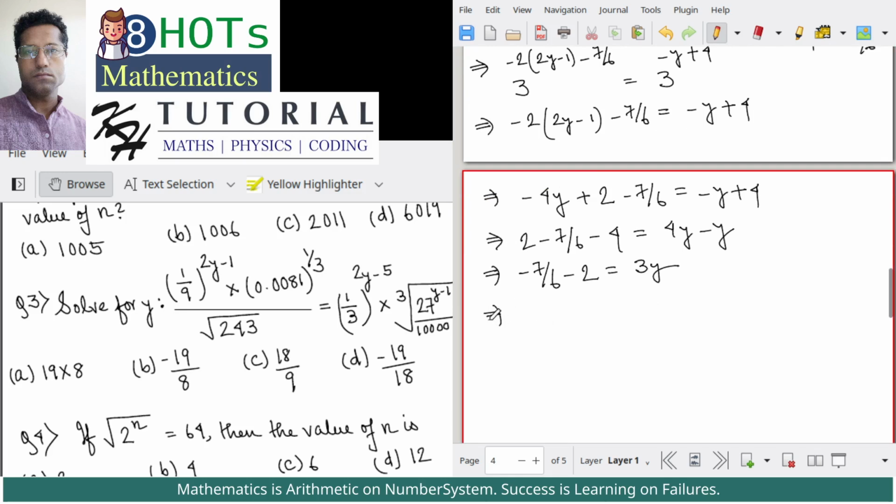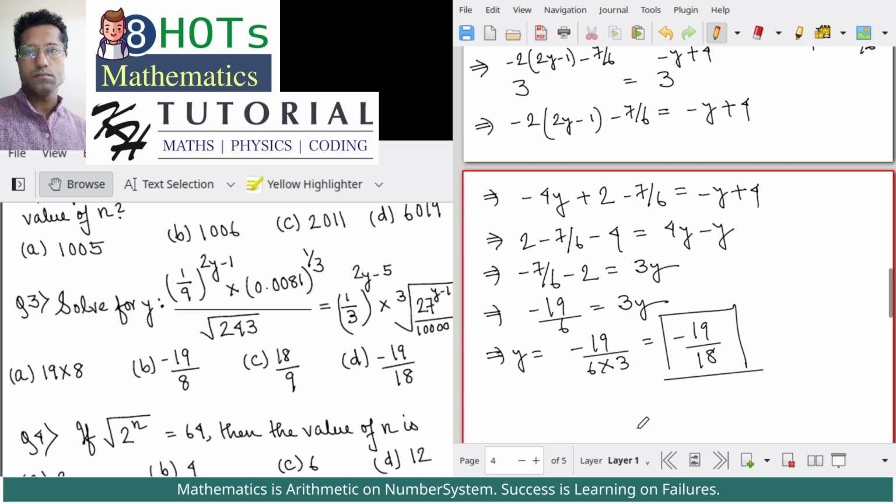Simplifying further the LHS, we have minus 7 by 6 minus 2. If you simplify this, it will be minus 19 by 6 is equal to 3y. So this implies y will be minus 19 by 6 into 3. This is minus 19 by 18. So minus 19 by 18 is the value of y, and hence the correct choice is D.